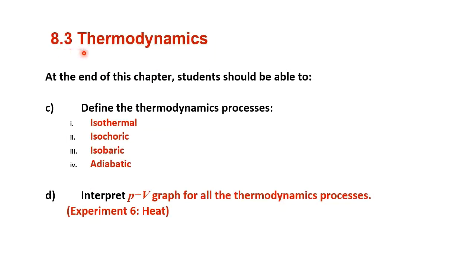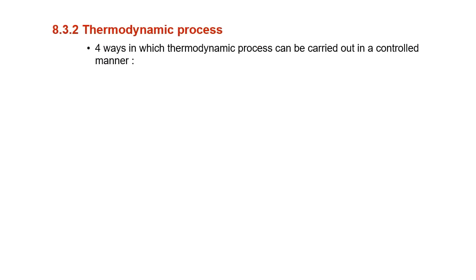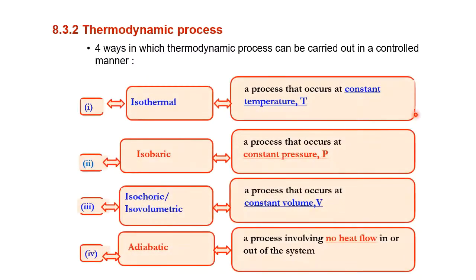Subtopic 8.3 Thermodynamics. Now let us focus on these two learning outcomes. C. Define the thermodynamics processes: isothermal, isochoric, isobaric, and adiabatic. Last one is to interpret pressure and volume graph for all these four thermodynamics processes. Next, let us define these four processes.